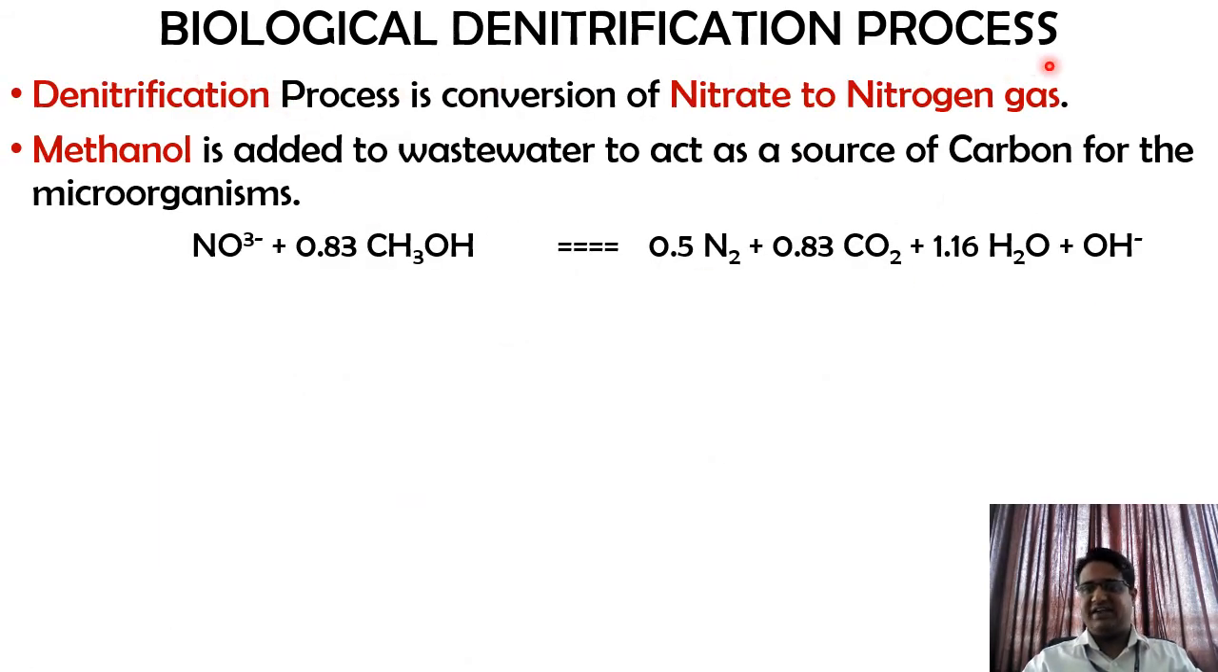Biological denitrification process now. Denitrification is a process of conversion of nitrate to nitrogen gas. Methanol is added to the wastewater to act as a source of carbon for the microorganisms. So here nitrate, which is already generated in the nitrification process, you are going to add methanol to that, so that nitrogen gas is produced, carbon dioxide is produced, water is produced, along with that hydroxyl ions are produced.